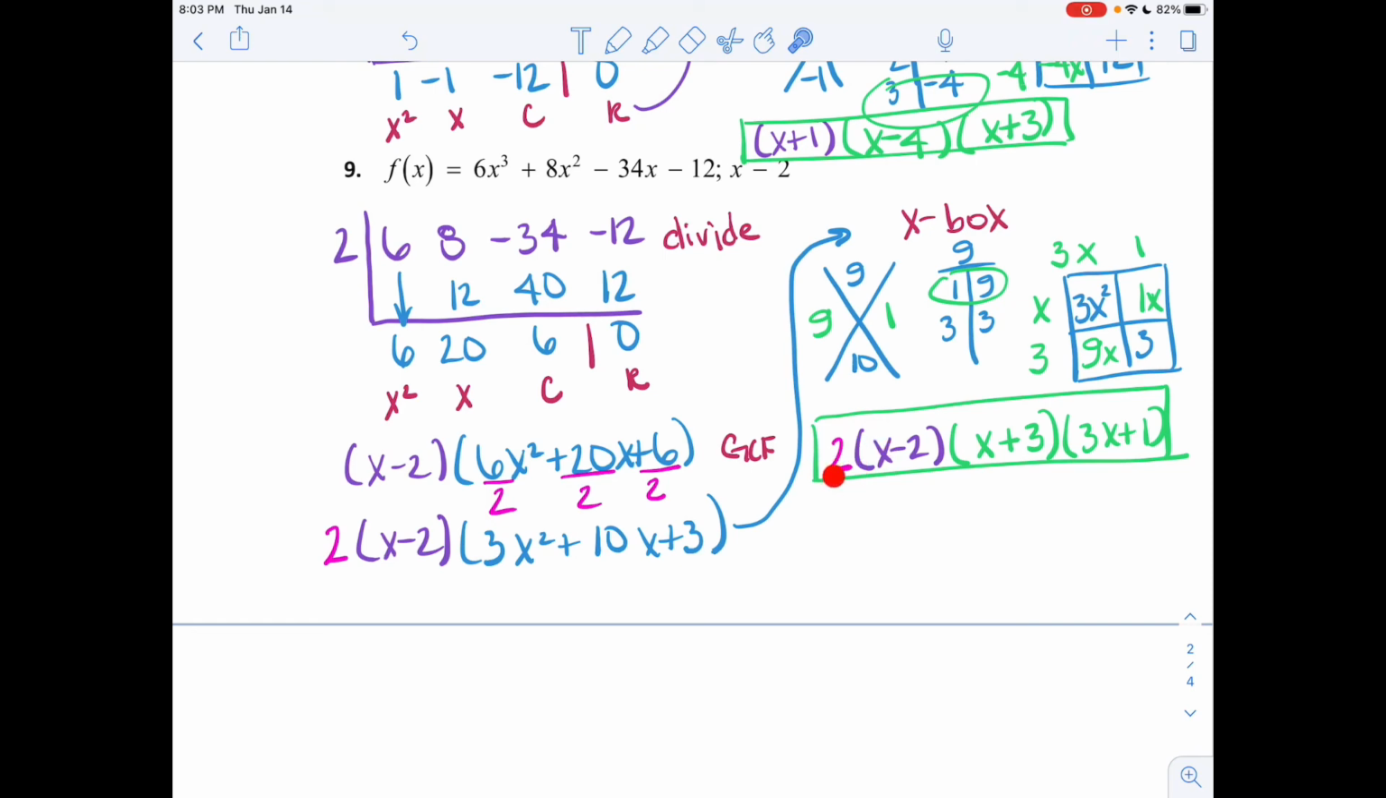polynomial, 2 out in front, that GCF, x minus 2 that was linear, and now I have these two linear terms as well, so I know that I am finished. Everything is linear or a monomial.